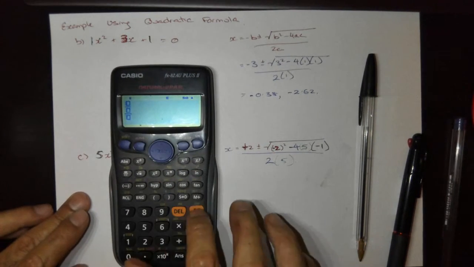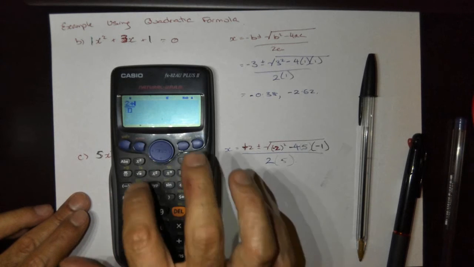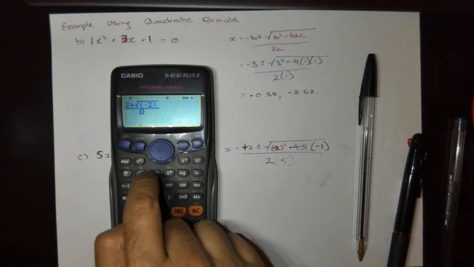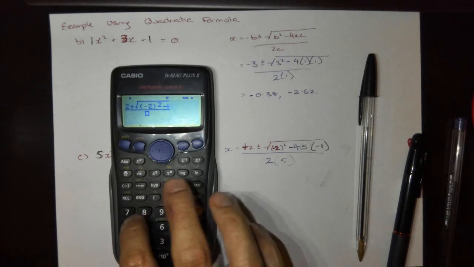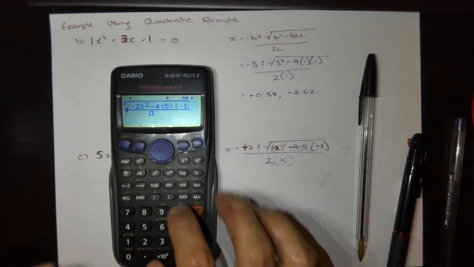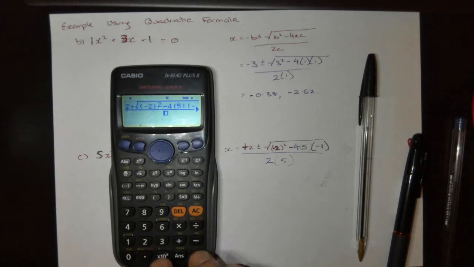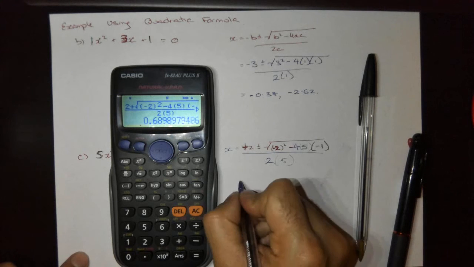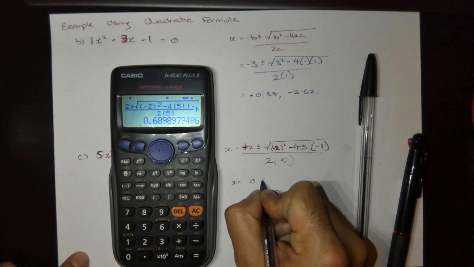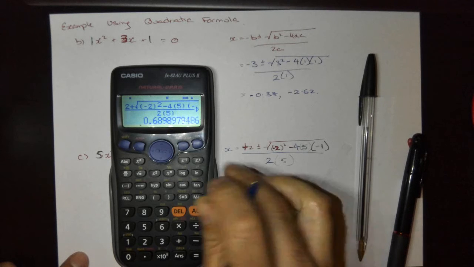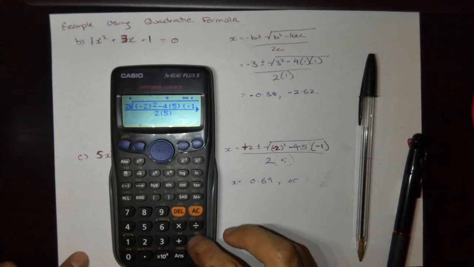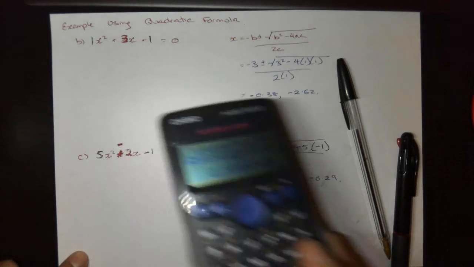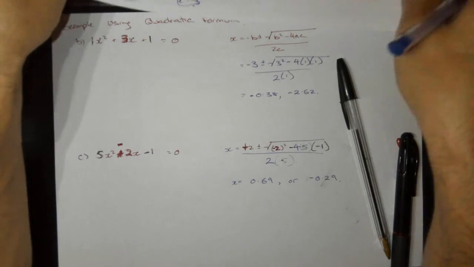Okay, let's plug that into our calculators. So we got 2 plus negative 2. See how I did it into the bracket? Squared. Minus 4 lots of 5 minus negative 1. Notice how I did negative 1 over 2 lots of 5. Okay, we're going to get x is worth 0.69 or, taking the subtraction, negative 0.29. Okay, and that's going to conclude our lesson.